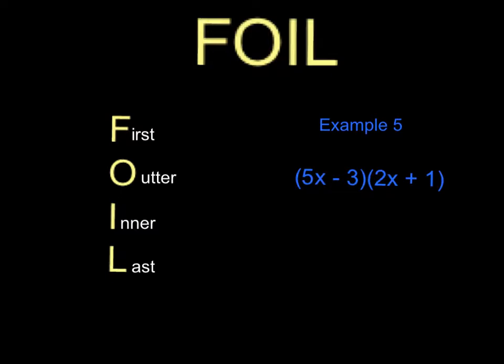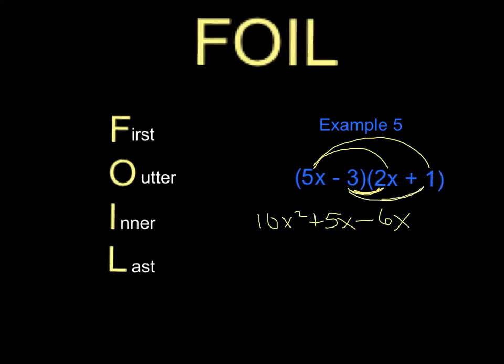If I multiplied the first terms together, I'd multiply the 5x and the 2x, giving me 10x squared. If I multiply the outer terms, I'm multiplying the 5x with the 1. Those are the two outside terms if I look at the whole line of pieces there. So there's my plus 5x. The inner means I'm multiplying the two inside terms, so that's minus 6x. And last means I'm multiplying the last term in each binomial, which is minus 3.